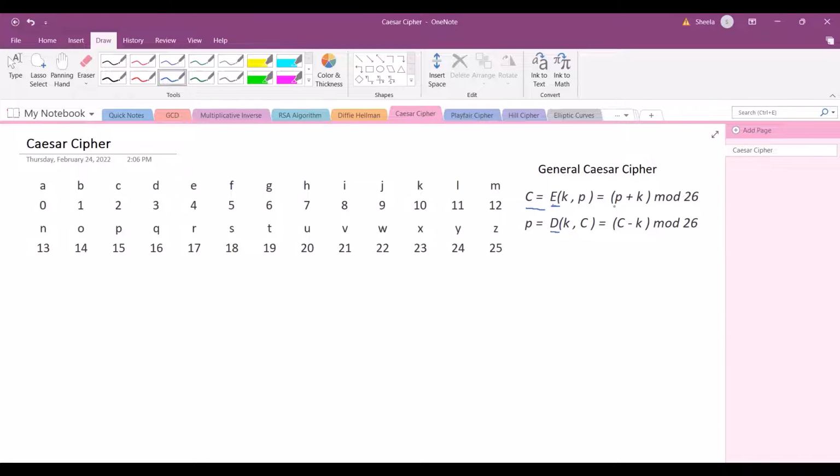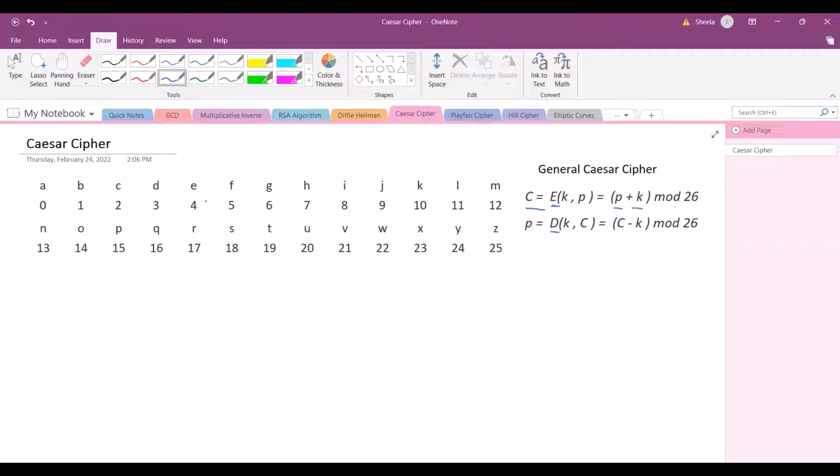So here the plain text is added with the key and then the value is taken mod 26. Whichever value we get, that particular letter we will consider. In case of Caesar cipher, every alphabet is given a number. From A to Z, we assign values from 0 to 25 in this manner.